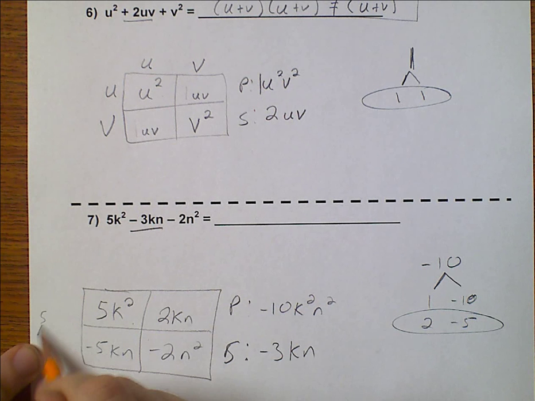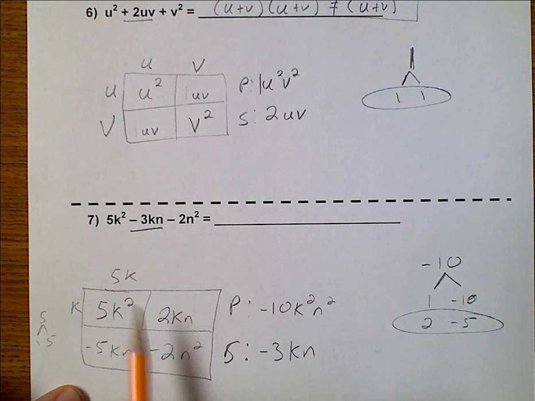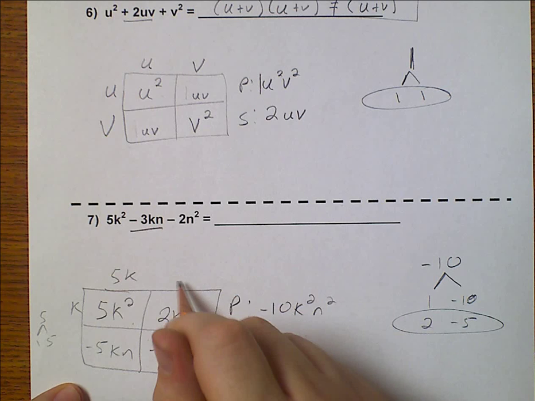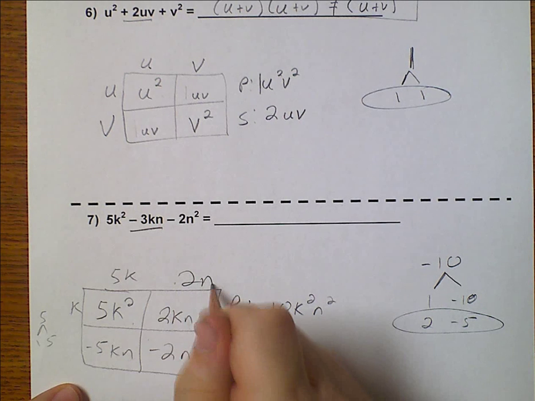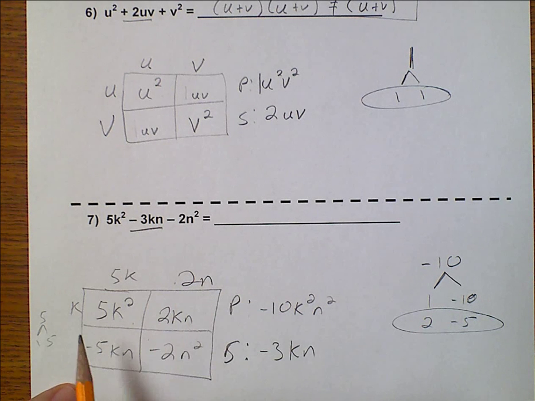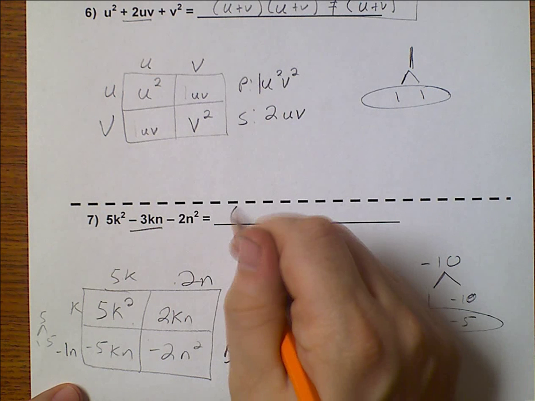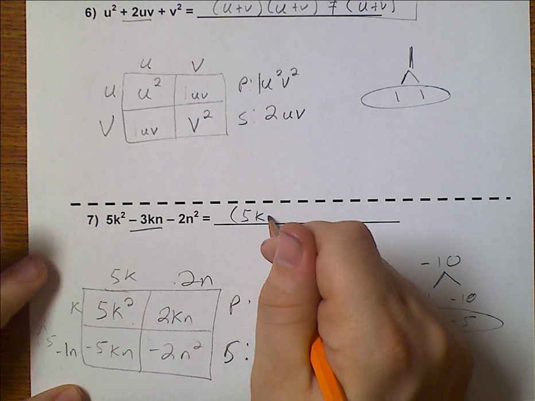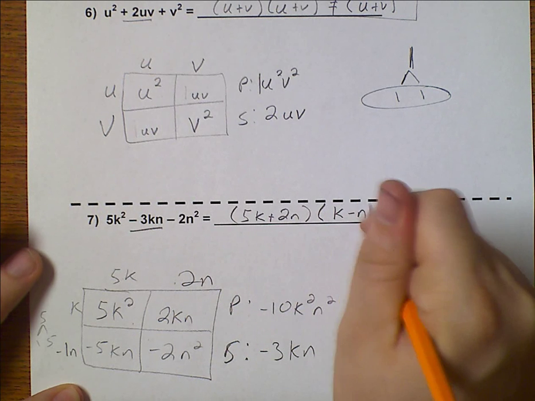Well, in order to get 5, that's just 1 and 5, so this would be 5k times k, because I can't use 5 to multiply to 2. And that would be 2n, because k times 2n will give me 2kn. And this would be negative 1n, because 5k times a negative 1n is a negative 5kn. And a negative 1n times a 2n will give me negative 2n squared. So that leaves me with 5k plus 2n, and then k minus n, because I don't need to write that 1.